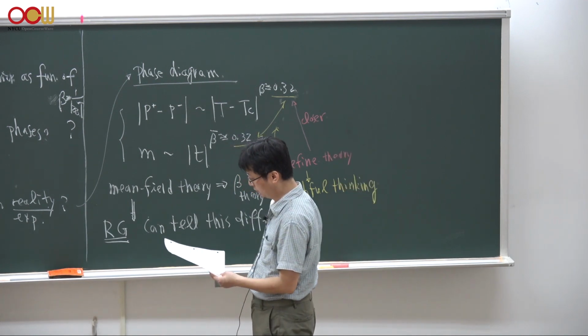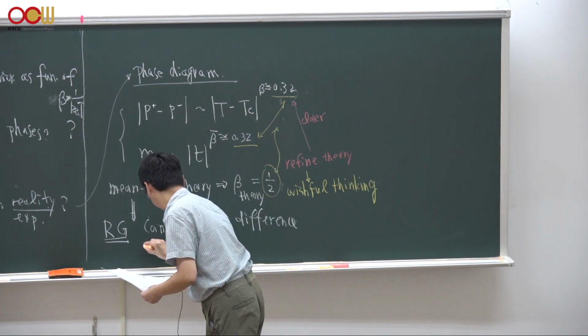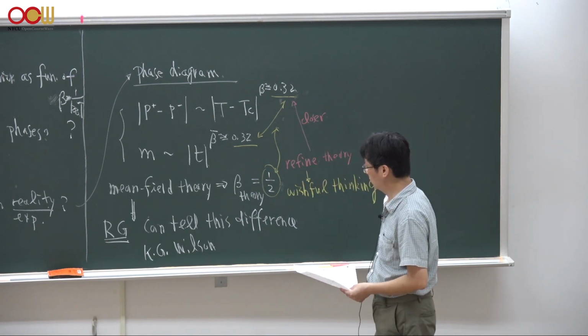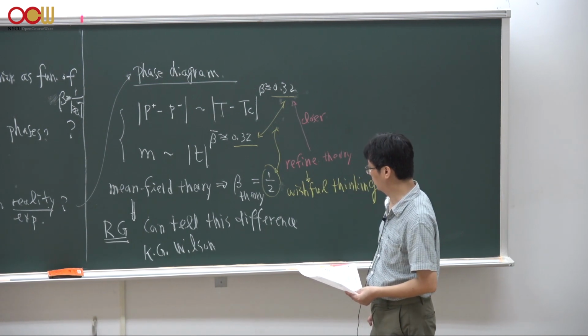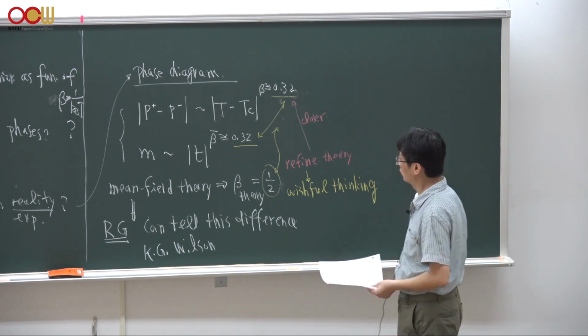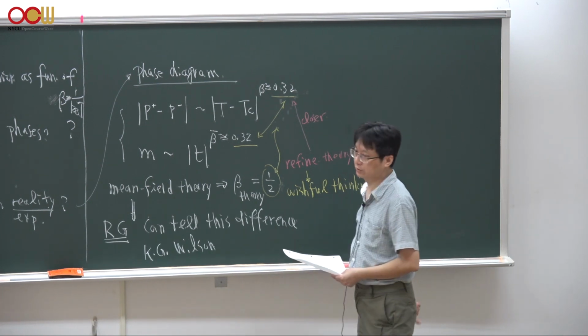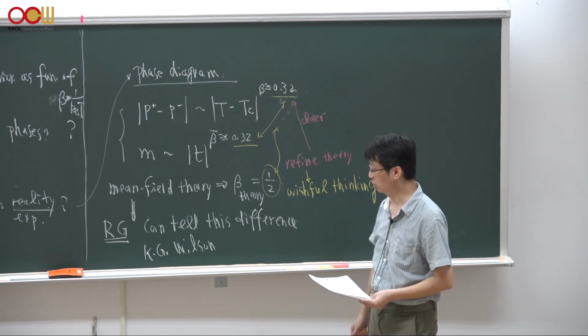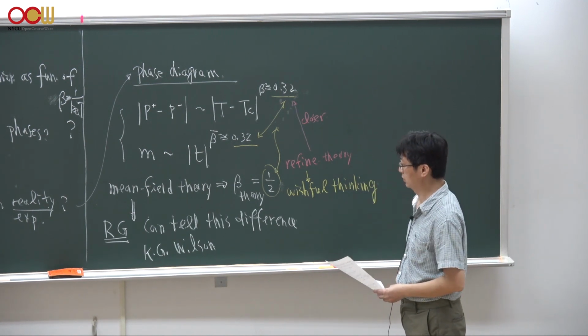An invention credited to K.G. Wilson, and it is Wilson's effort and clever invention to construct this RG approach that allows us to get closer and closer to the experimental observations and resolve this difference.